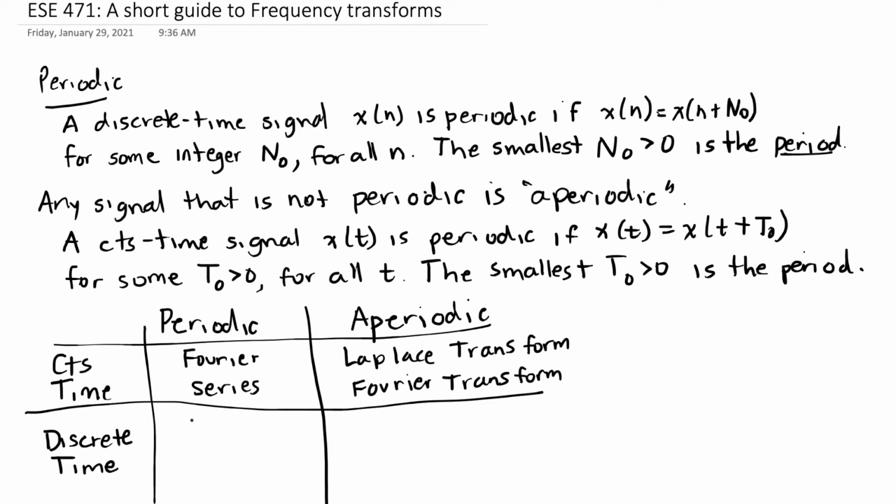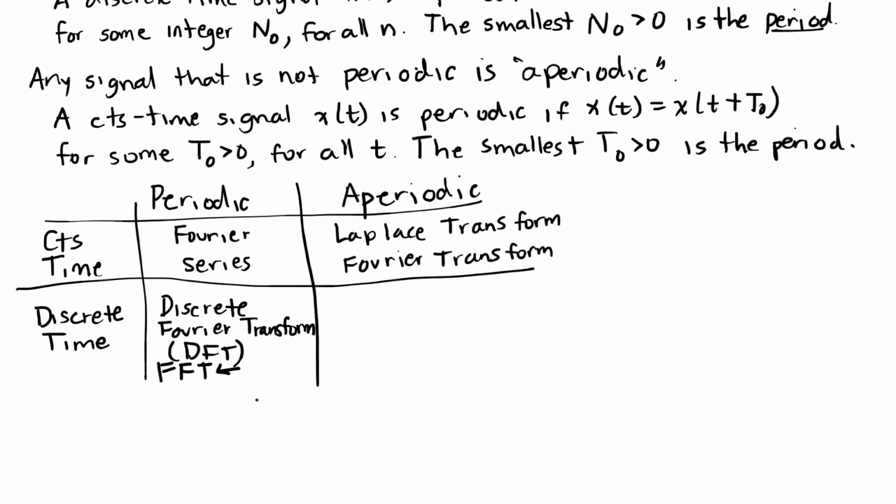In the discrete time case, we could have periodic signals, and we'll talk about the discrete Fourier transform, or DFT. We also have the fast Fourier transform, or the FFT, which is used to speed up computation of the DFT. Finally, for aperiodic discrete time signals, we have the Z transform, and the discrete time Fourier transform, which is abbreviated DTFT. The names are not necessarily the easiest to remember where they go in this chart, but this is where they go.